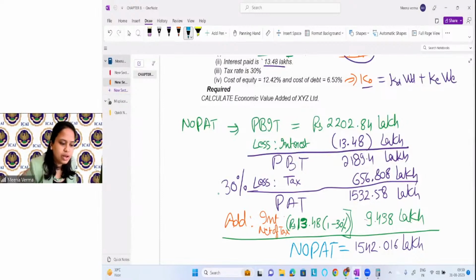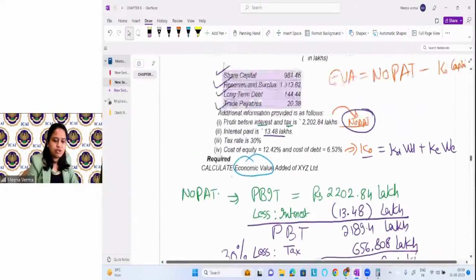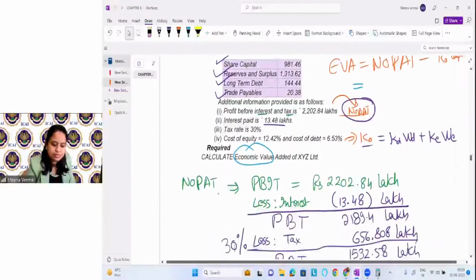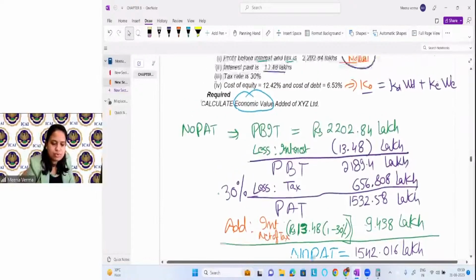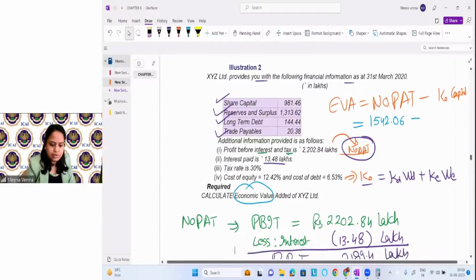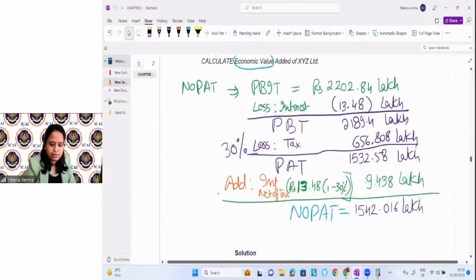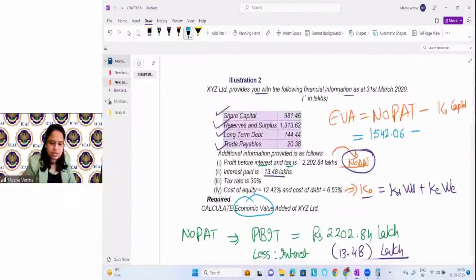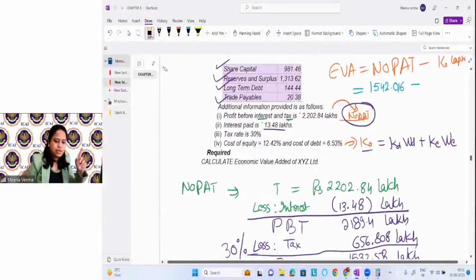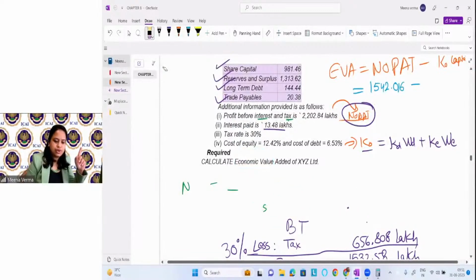Right. Now, what do we have to find? We have to find EVA, right? For EVA, what is the formula? You have to first consider net operating profit after tax, which is coming as 1542.016. Now, what is the overall cost of capital? We have to calculate it, right? I'm just removing all these figures now. After this, what do we have to do? Overall cost of capital.